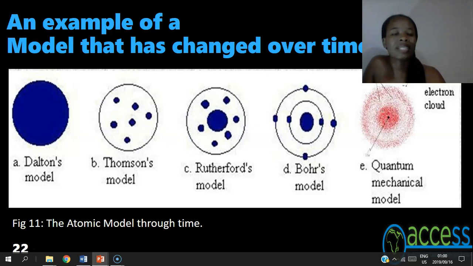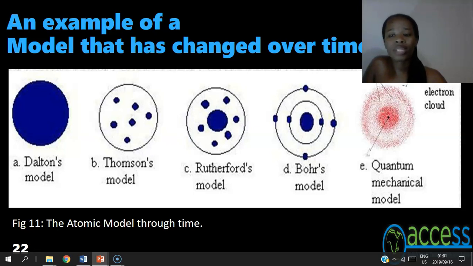Later on, Rutherford said, you guys were both right, but there's something missing. In an atom, there's a nucleus. This nucleus consists of positively charged particles, which is surrounded by negatively charged electrons. Then later on, Niels Bohr said to the proposed atom models, oh, you guys are right, but there's something missing. Atoms do have electron orbitals. And then his model was accepted. But today we're using the Niels Bohr model and the quantum mechanical model.